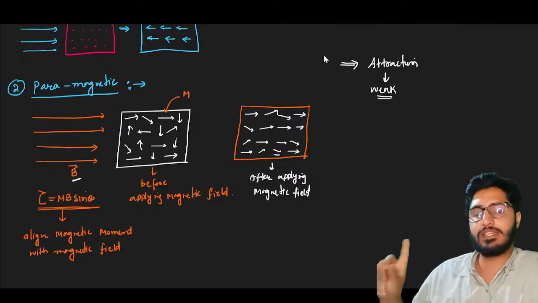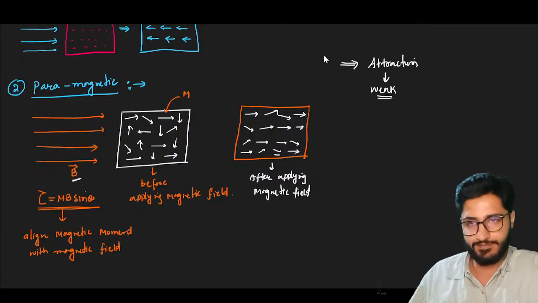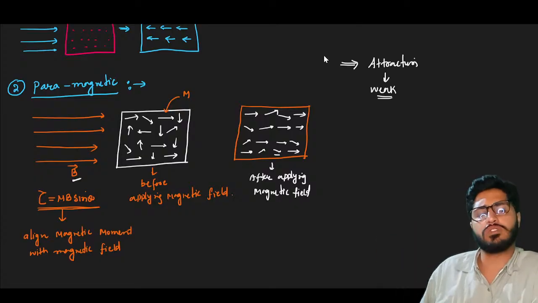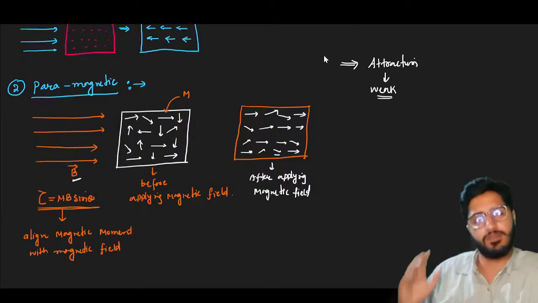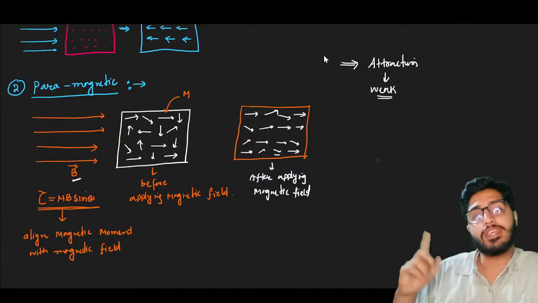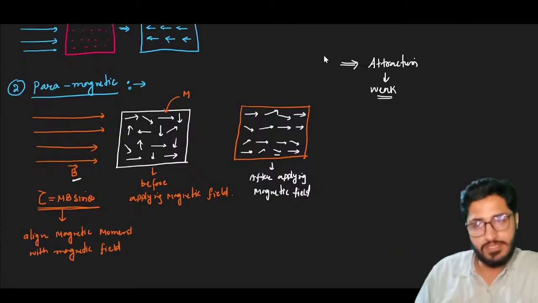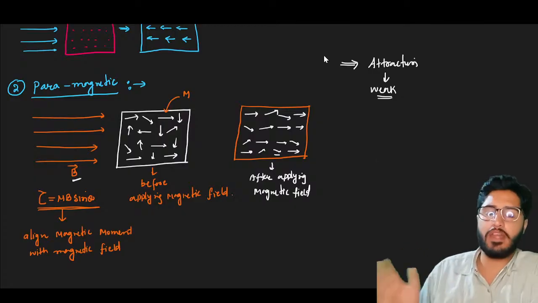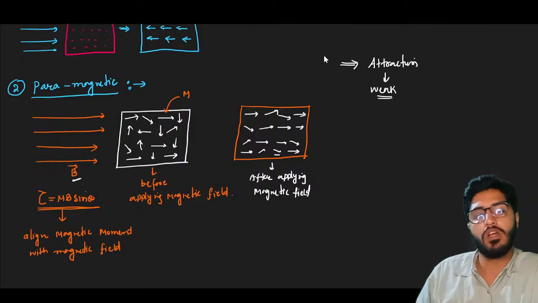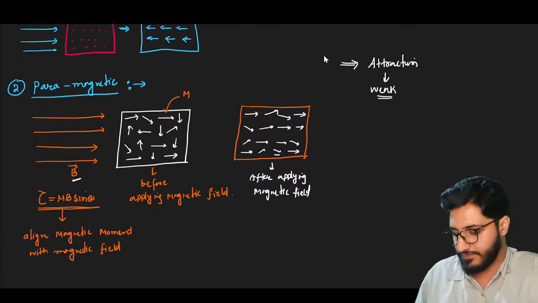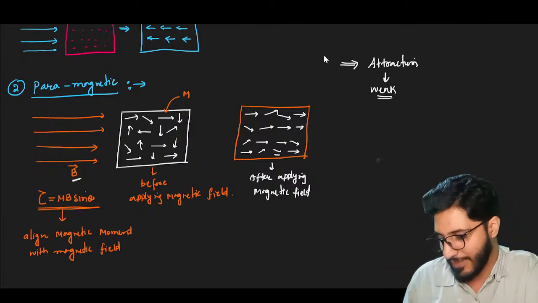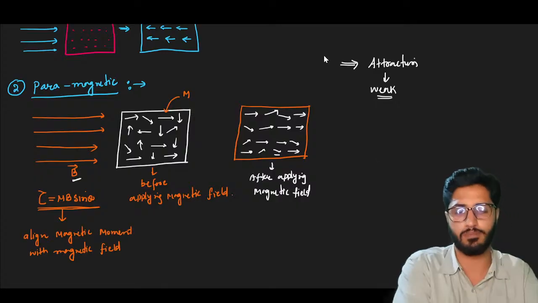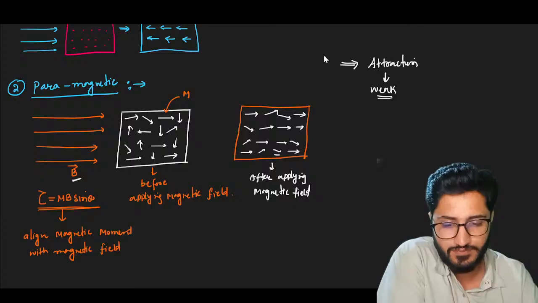Diamagnetic materials oppose the magnetic field. So you were right there. According to Lenz's law, they will oppose. So you were right, weak repulsion. But due to the torque in paramagnetic materials, torque tries to align the magnetic moment with the magnetic field, due to which there will be a weak attraction.